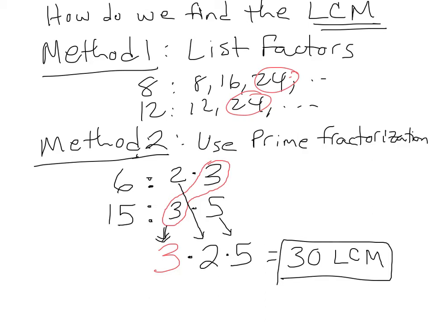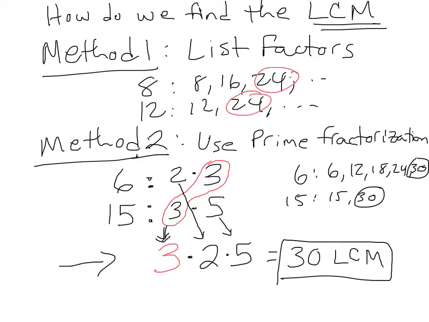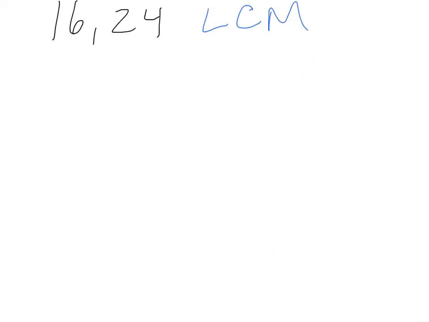Interesting. If you wanted to check it, you could. List all the multiples of 6. As you're doing that, you notice that 30 is one of the multiples. 15, same thing, 15 and 30. So here, you can see the least common multiple is 30, or you could do it this way using prime factorization. Interesting. Can you find the least common multiple between 16 and 24?